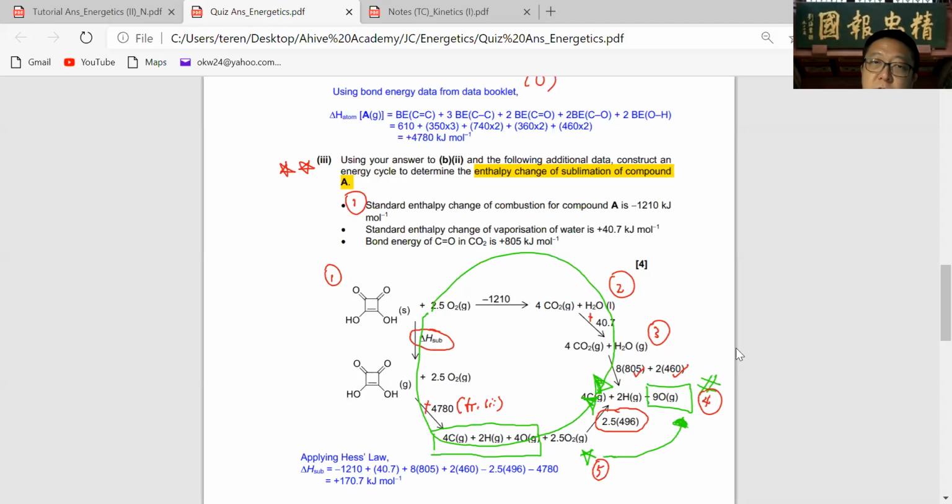Okay, three of you can substitute all the values into your energy cycle, using Hess's law. I think you can solve it. The enthalpy change of sublimation is positive 170.7 kilojoules per mole. Okay, put some stars.